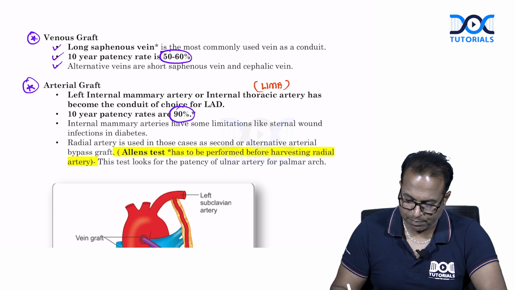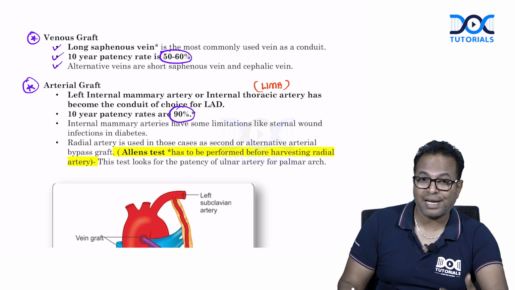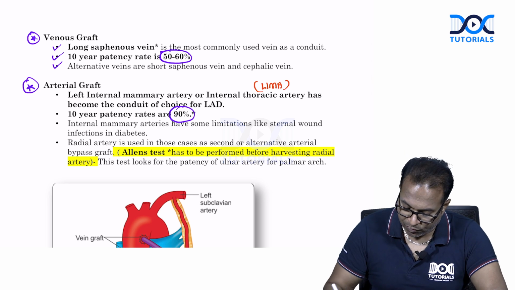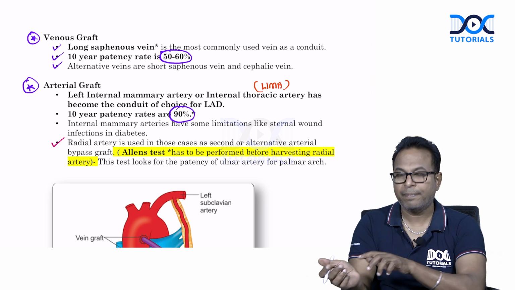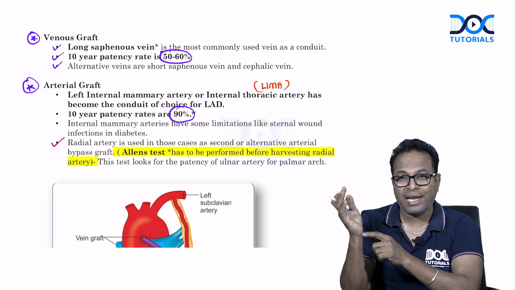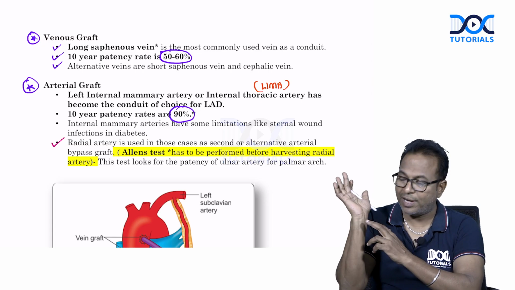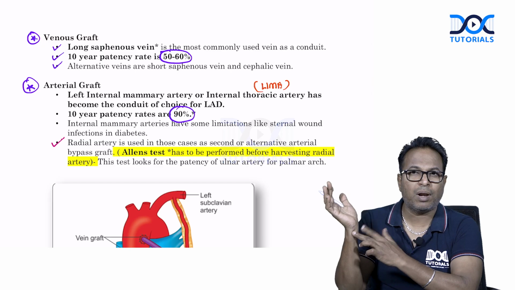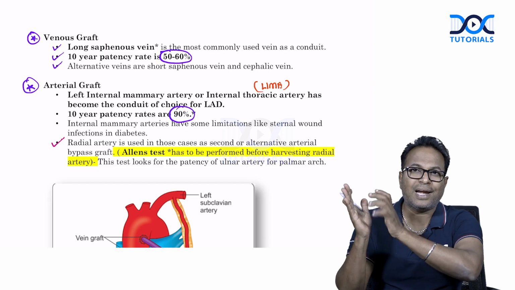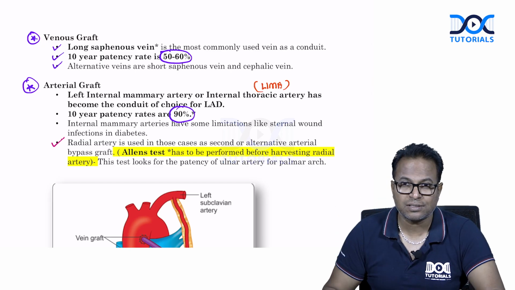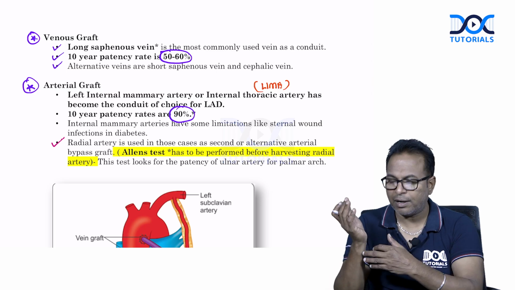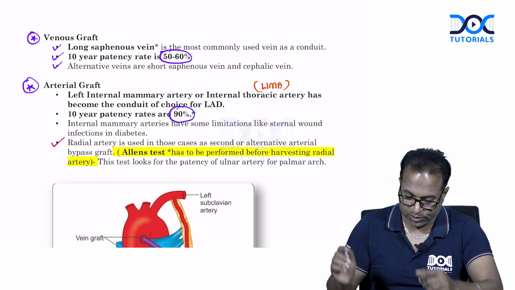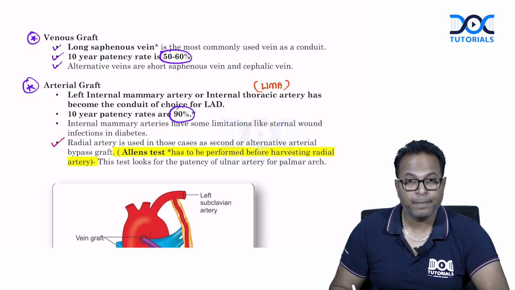Internal mammary arteries may have some limitations, especially in diabetic patients, where they may not be available. In such cases, we can use the radial artery. The radial artery should be taken only after confirming with Allen's test. I hope you know what Allen's test is. Ulnar and radial arteries should be compressed and released one by one, and you look for collateral presence. That is called Allen's test. After doing Allen's test, if the ulnar artery is supplying the full hand, you can take out the radial artery. So the radial artery is used as an alternate.